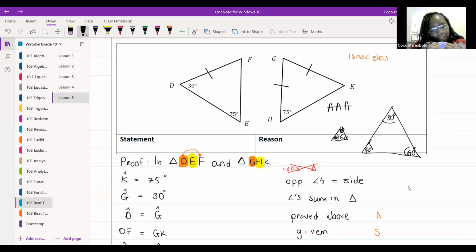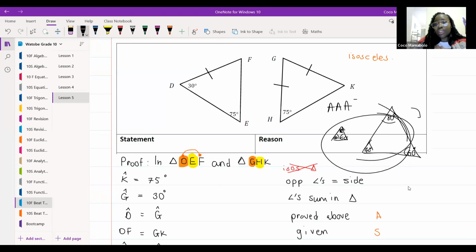Are they identical? Are they identical? No, not at all. They are not identical, so they cannot be congruent. They are similar though, because they have matching angles. Okay, so for these 2 triangles, our reason would then be angle, angle, angle. But that doesn't mean that they are congruent. They're not congruent, they are similar. Okay, that's the difference between congruence and similarity.